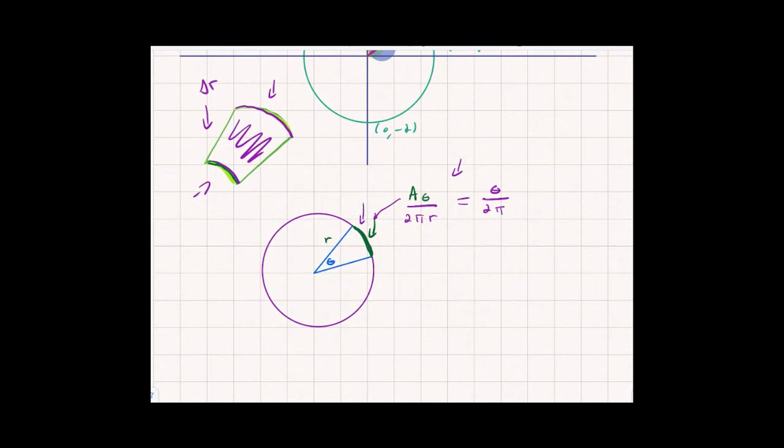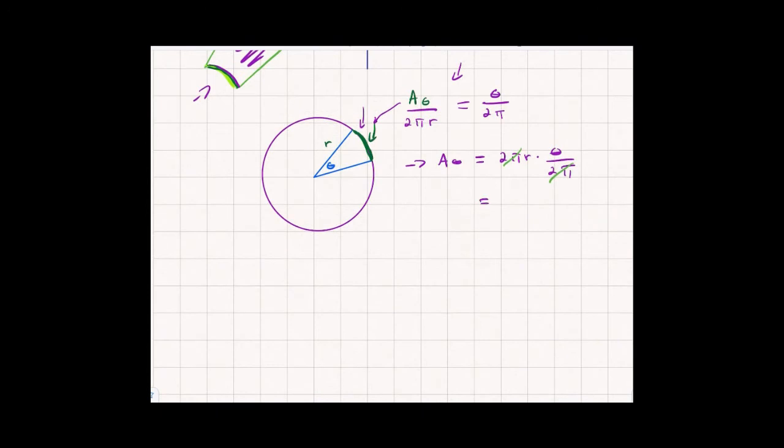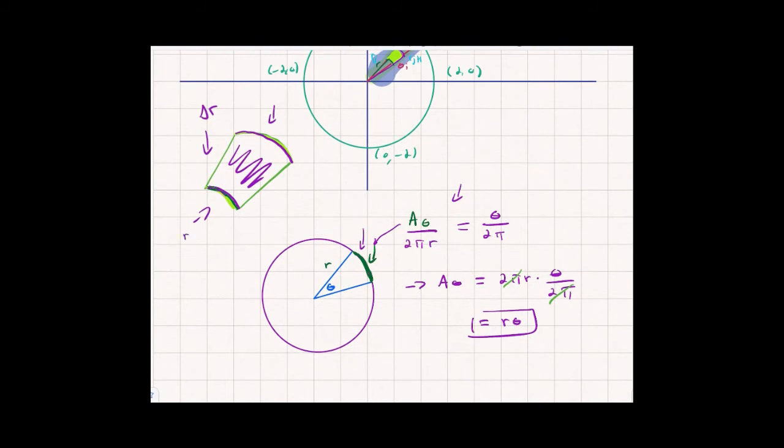And you can see that when theta is 2 pi, the right side will be 1, and the a sub theta will be 2 pi r, the entire circumference of the circle. So I can use this relationship to solve for a sub theta, the arc length of this sector of the circle. This is 2 pi r times theta over 2 pi. And then, of course, the 2 pi's cancel, and it ends up just being r times theta. So this arc length there is r sub j times, in this case, the delta theta, right?